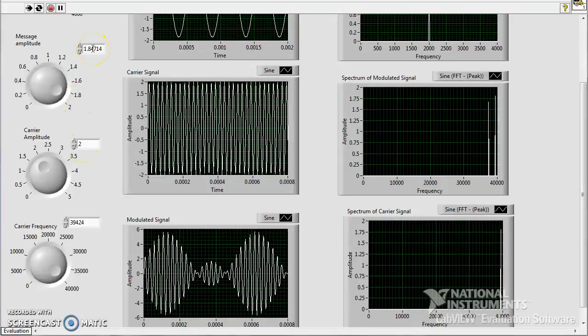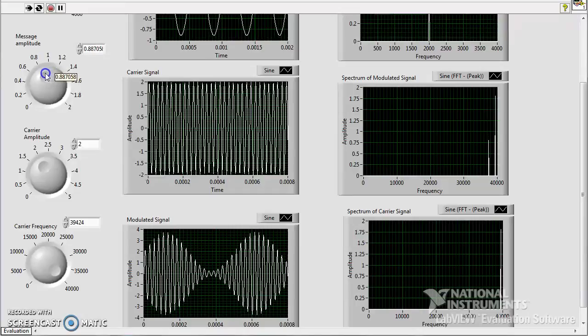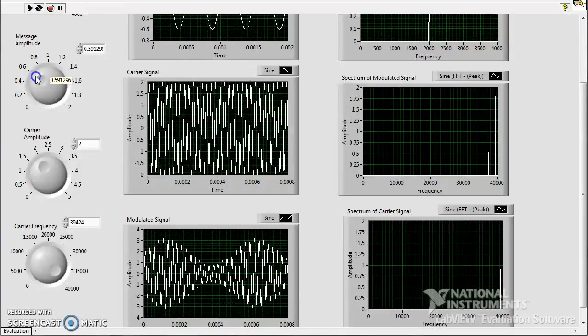Increase in the message amplitude 1.8 plus 1 compared to the carrier amplitude. So let me go back and reduce. Yes, the over modulation is being removed. Yes, we have the under modulation, which depends on the amplitude of the message signal and the amplitude of the carrier signal. This is the envelope of your modulated signal.